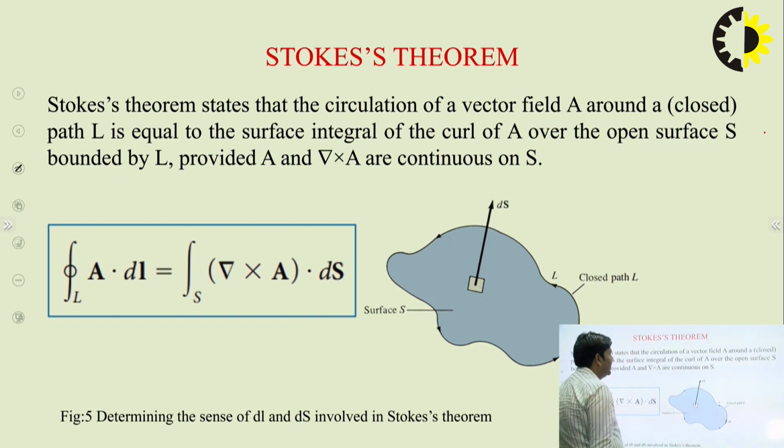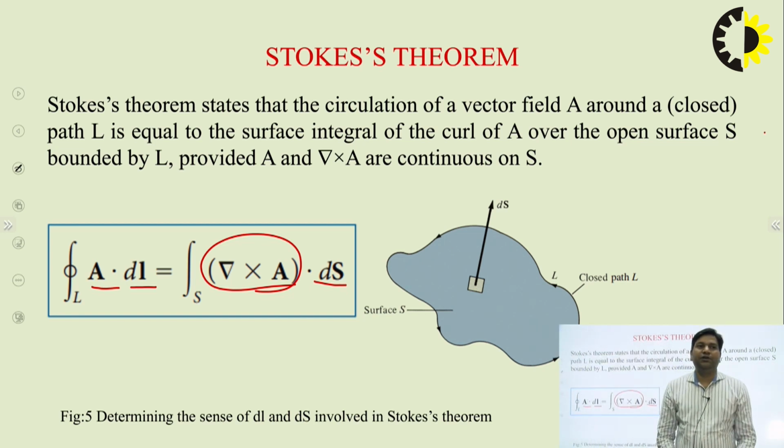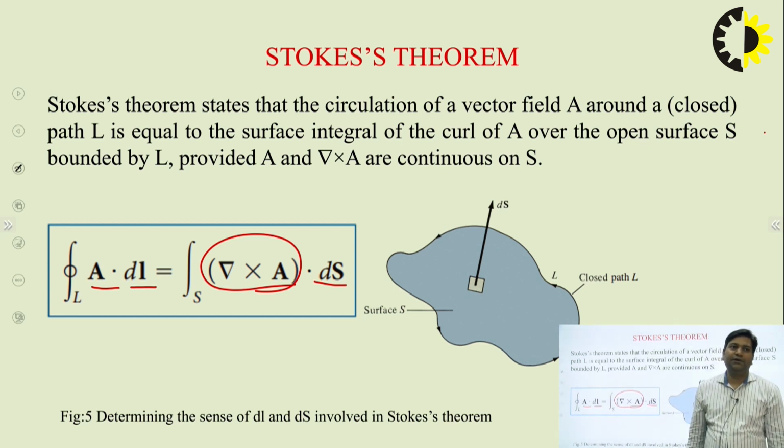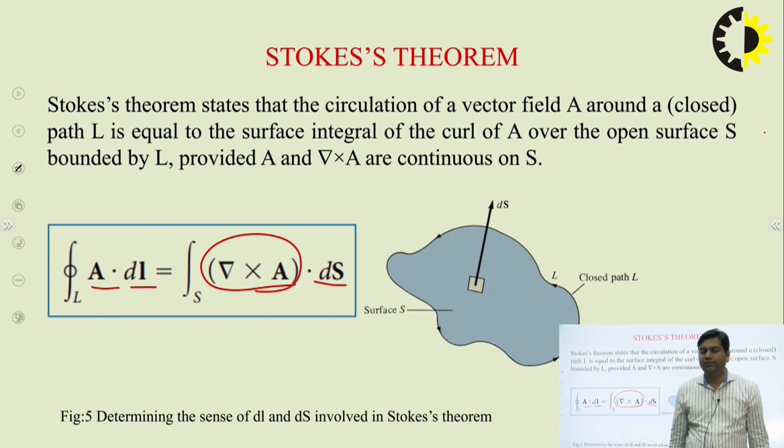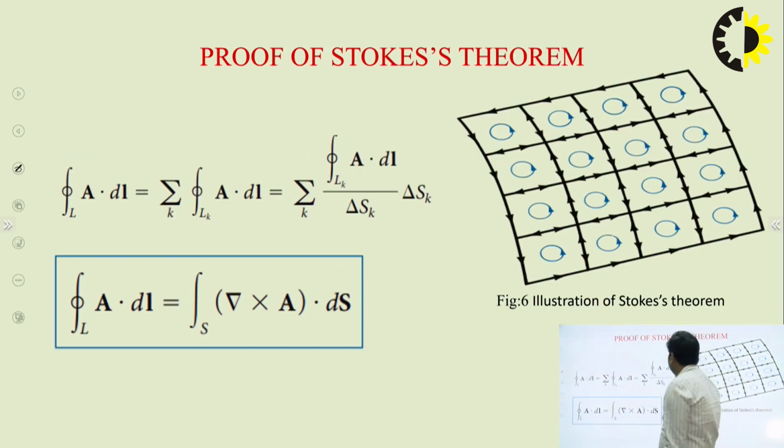So, Stokes' theorem is defined by the curl of that particular vector, that means the line integral of any vector A is equal to the surface integral of the curl of that vector. So, A dot dl is equal to del cross A dot ds. So, easily we can convert a line integral to a surface integral by using Stokes' theorem, and the surface integral to the volume integral we convert by the divergence theorem. So, this is the proof of Stokes' theorem.